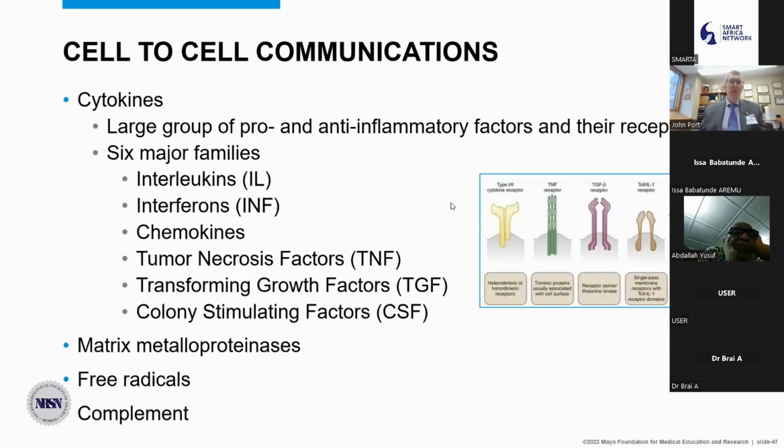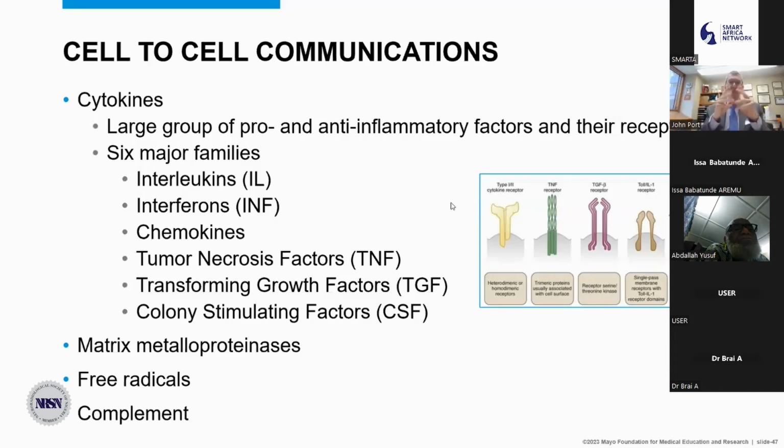Finally, let's talk briefly about cell-to-cell communications. This turns out to be a huge field based around the chemicals called cytokines. These are a large group of factors that are secreted by cells. Some are pro-inflammatory, some are anti-inflammatory, and there are 6 major families. You've probably heard about interleukins and interferons, but there are a whole bunch of other cytokines that cells use to talk to each other. So think of cytokines as the vocabulary of cells, so that cells can communicate.